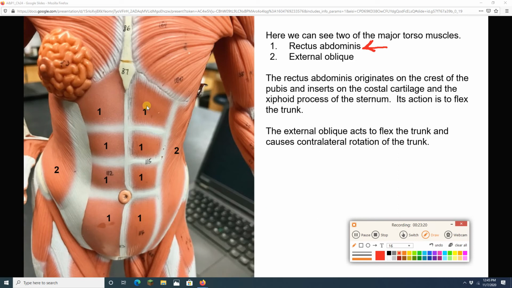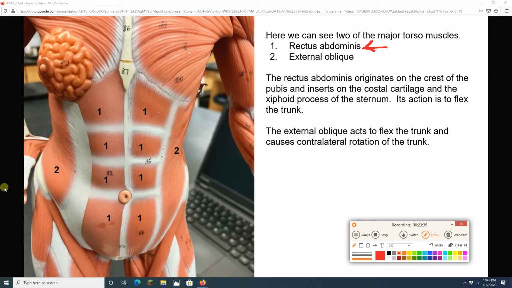Rectus, of course, because the fibers are straight, vertical, up and down here. A lot of tendinous insertions here. This is connective tissue, this gray stuff that gets a separation between the abdominal muscles.